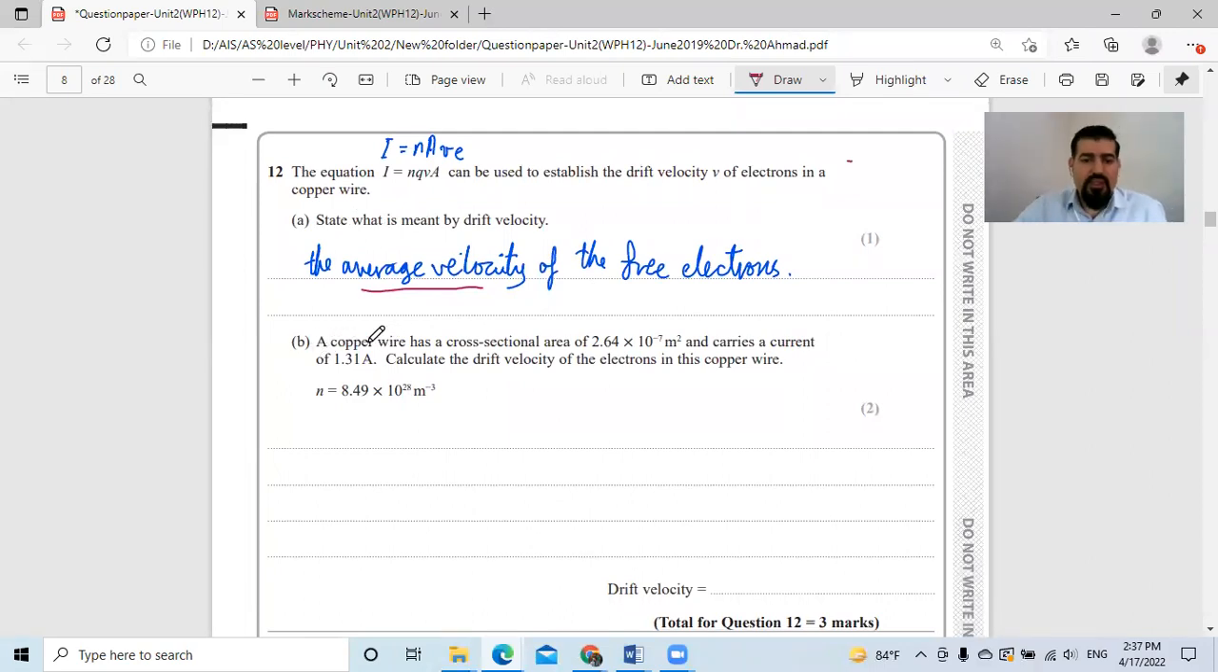Part B: a copper wire has a cross-section area, according to the formula, of 2.64 times 10 to the power of -7 meters squared, and carries a current of 1.31 ampere. Calculate the drift velocity of this copper wire, and they give us the number of free electrons per 1 meter cubed of copper.